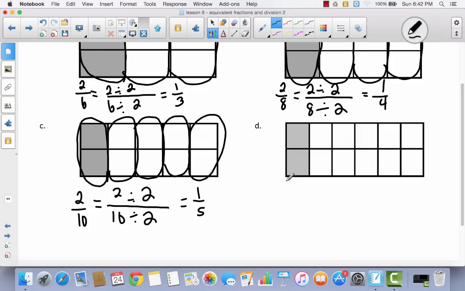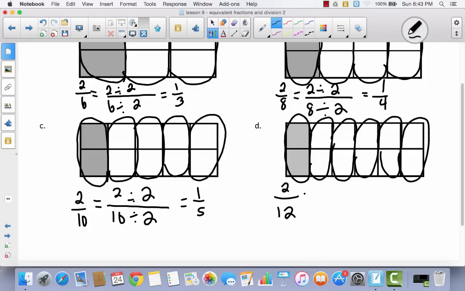All right, so I'm starting with 2 out of 2, 4, 6, 8, 10, 12. So I have 2/12. Now I'm going to compose these in groups of 2 just like I have in the last 4. So I've got a group here, a group here, here, just circling my groups of 2. Notice that all of my groups have exactly 2 of them. So now instead of having 2 out of 12, I have 1 out of 6. Here's 1 out of 1, 2, 3, 4, 5, 6 total.